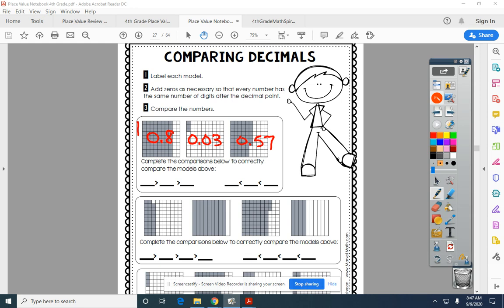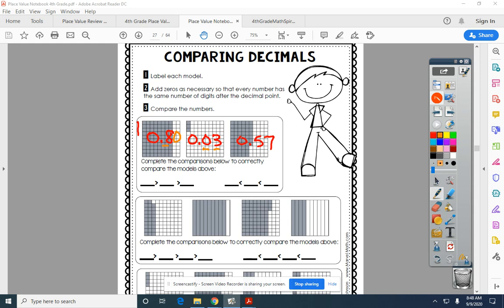To make these all look the same, I want them to have the same number of places behind the decimal. What do I mean by that? How many places are behind the decimal on the first one? Just one, right? But on the second one, I have 2 places. So how can I make this one also have 2 places behind the decimal right here? Add a 0. Okay? Now they all look like money, right? It's best if you think of it like money.